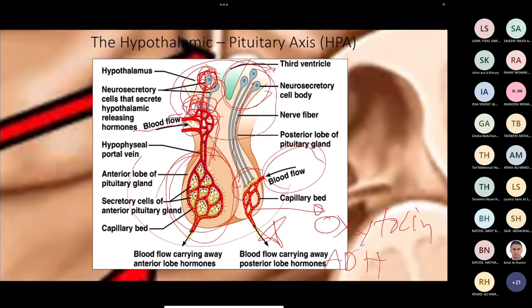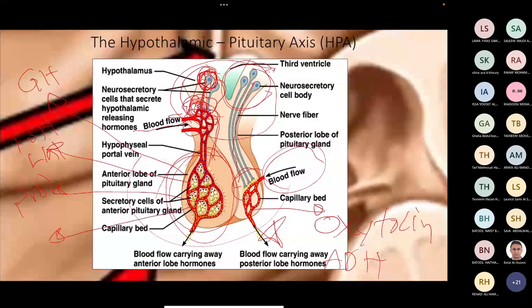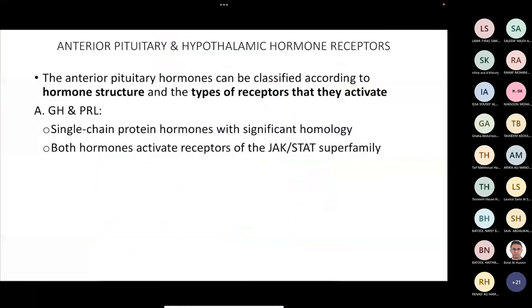Okay? While the anterior pituitary can release many components. We have growth hormone, we have gonadal hormones like follicle stimulating hormone and luteinizing hormone. We have prolactin. What else do we have? Adrenocorticotropin, ACTH. Okay? So those, in summary, are the components that are released from there.